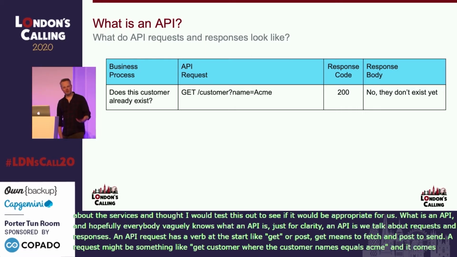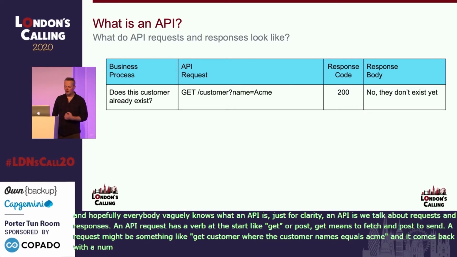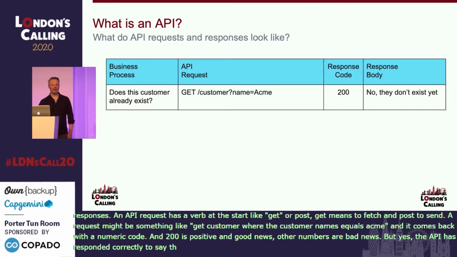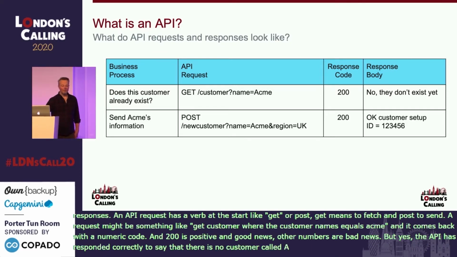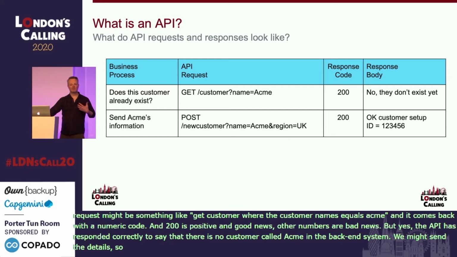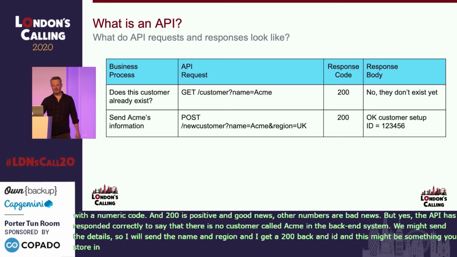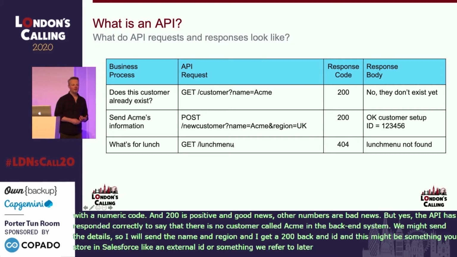So 200 is a positive response, that's good news. Other numbers are bad news, but in this case, yes, the API has responded correctly to say that there is no customer called Acme in the backend system. We might send the details for Acme, so I'm going to send the name and the region. Again, I get a 200 back, and this time I'm getting an ID back. So this would be something that we might store in Salesforce as an external ID, or we want to refer to later.